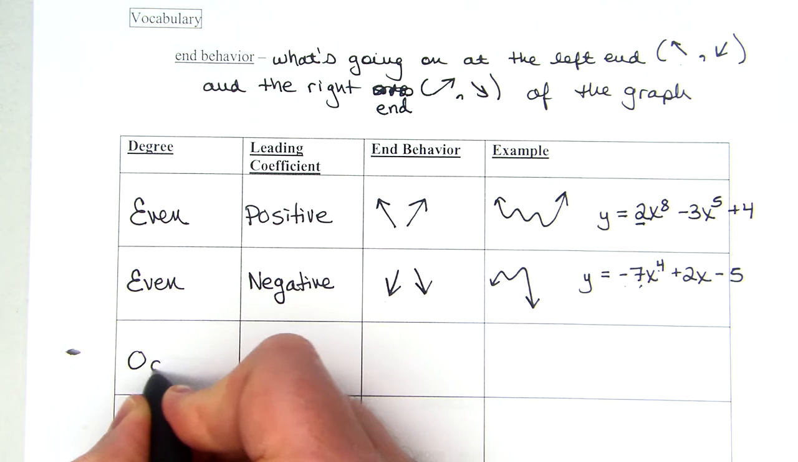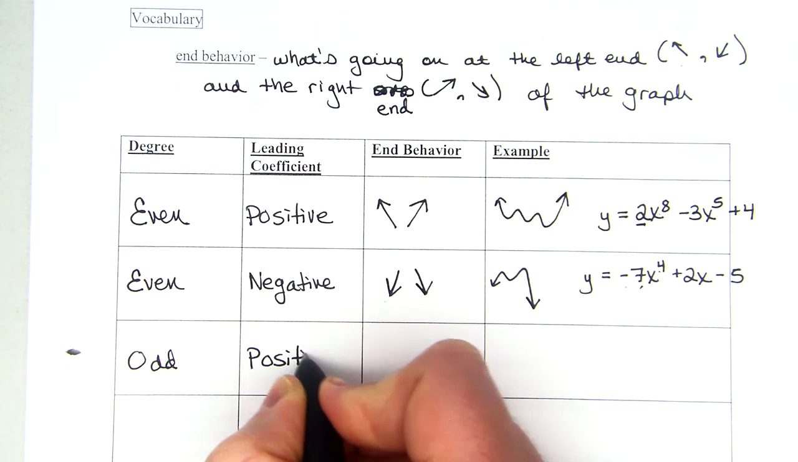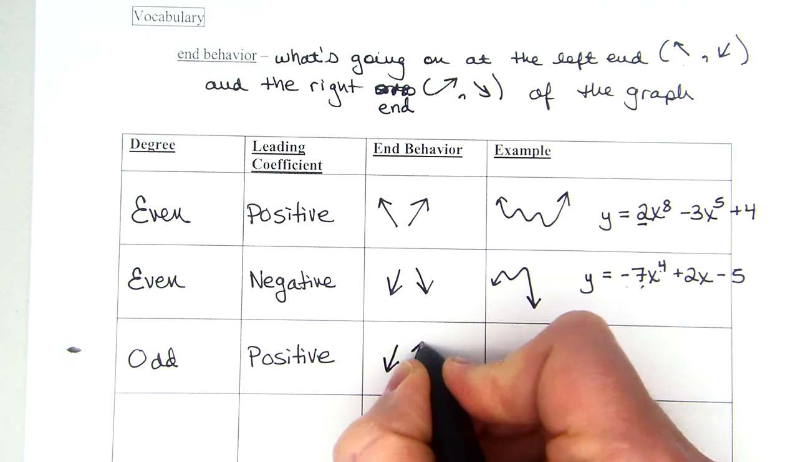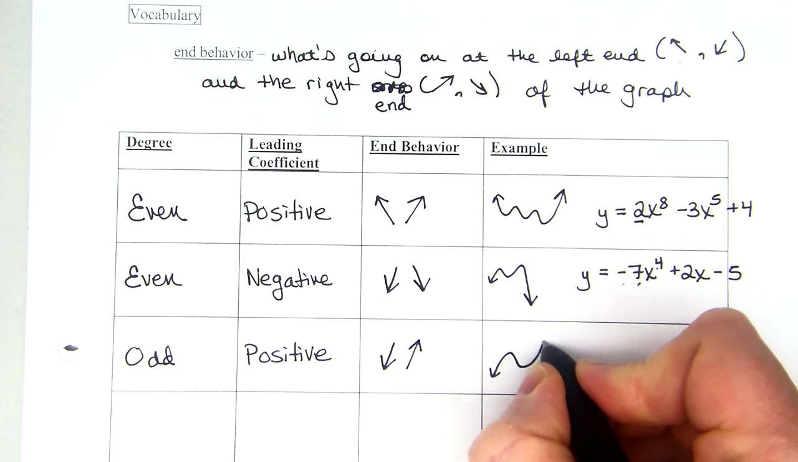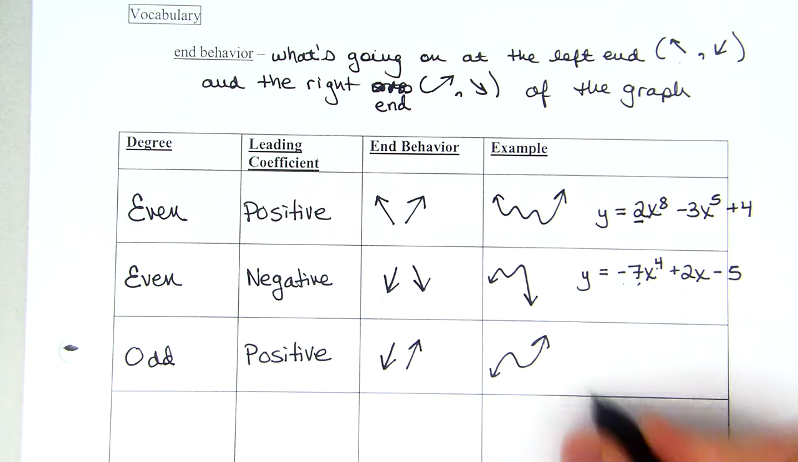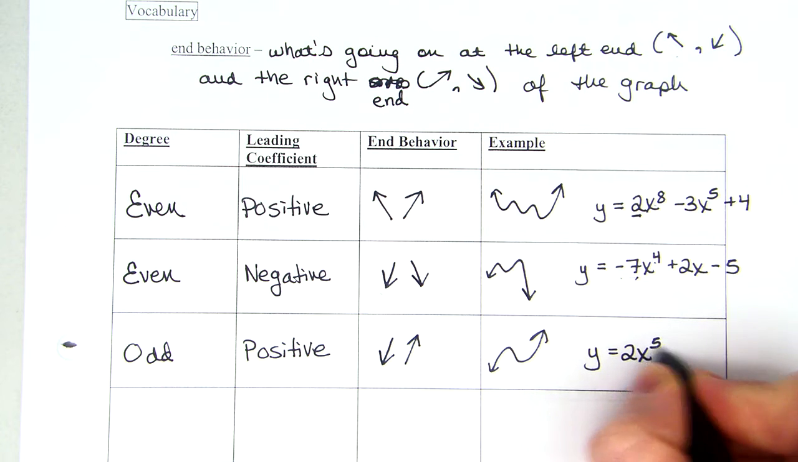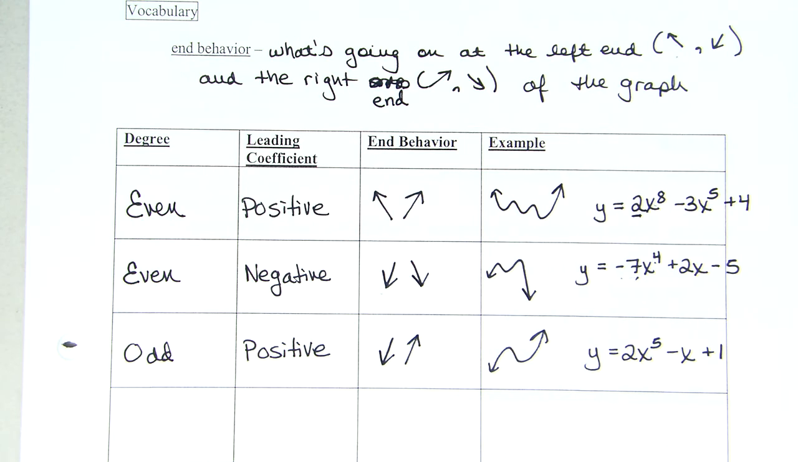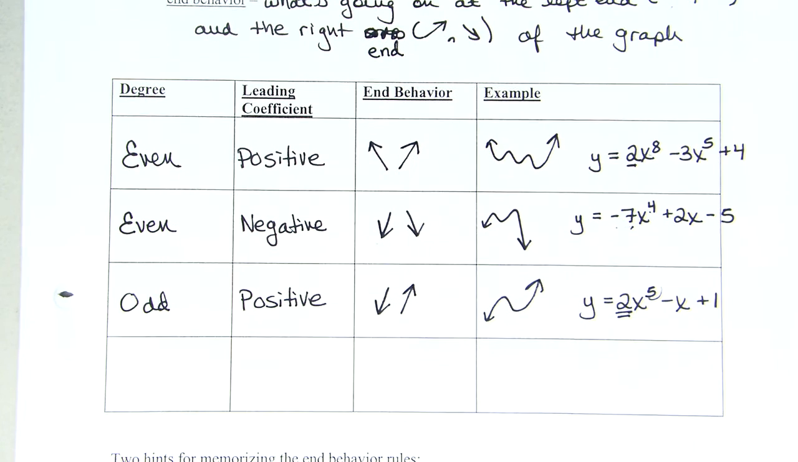If I have an odd degree, but a positive leading coefficient, my end behavior is down to the left and up to the right. Something kind of like this, maybe, like y equals 2x to the 5th minus x plus 1. Odd degree, positive leading coefficient, positive number out front.